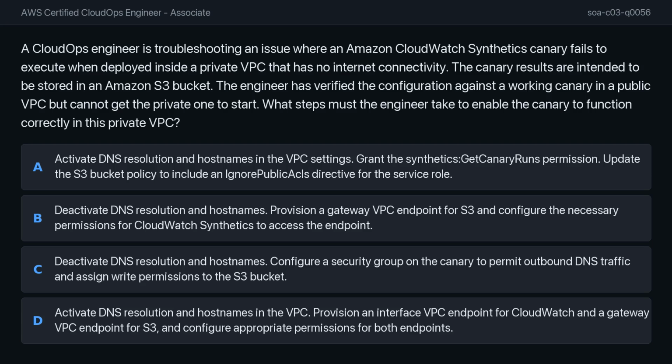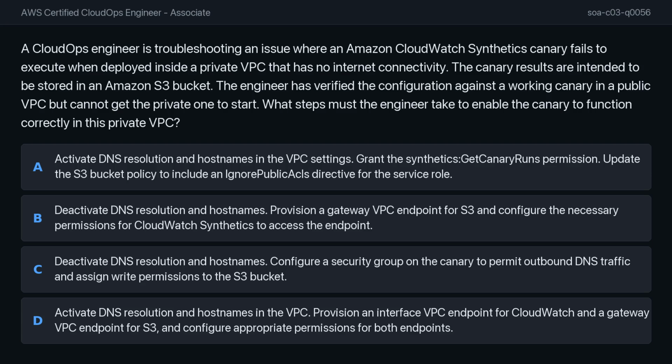Option A. Activate DNS resolution and host names in the VPC settings. Grant the Synthetics Get Canary Runs permission. Update the S3 bucket policy to include an Ignore Public ACLs directive for the service role. Option B. Deactivate DNS resolution and host names. Provision a Gateway VPC endpoint for S3 and configure the necessary permissions for CloudWatch Synthetics to access the endpoint.